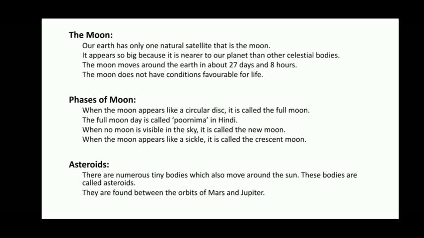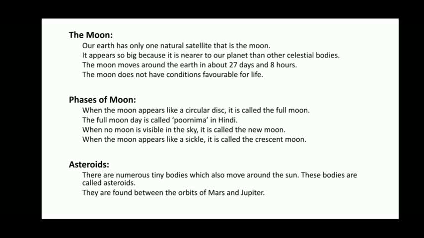The Moon is the only natural satellite of the Earth. It takes 27 days and 8 hours to revolve around the Earth. The phases of the moon include the new moon and the full moon. The full moon is also called Purnima. On a new moon, we will not be able to see the moon in the sky. When the moon develops from a new moon to a full moon, in between days we will see it as a sickle. This is called the crescent moon.